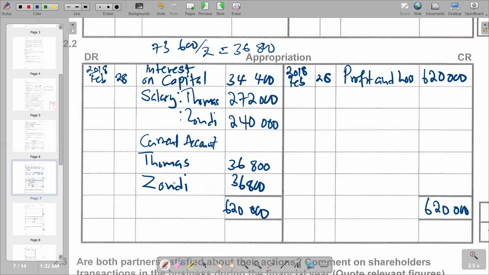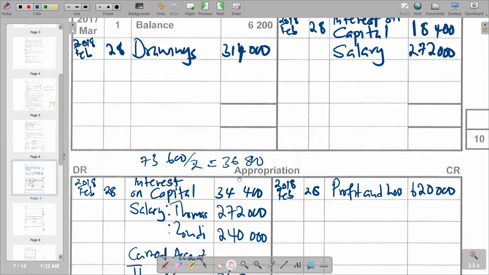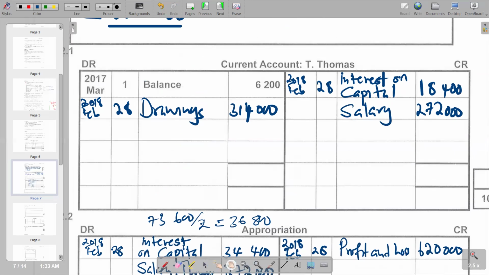So since this one we are debiting the appropriation, it means it's supposed to go to the credit side of the current account. Remember, we're concerned about Thomas, since we've got the current account of Thomas that we need to complete. So if it's a loss, it will be on the credit side of the appropriation. Then if it's a profit, it will be on the debit side. So we take note of that. So we're just going to take 36,800 for Thomas, and then we come here. So we go to the credit side, we say appropriation.